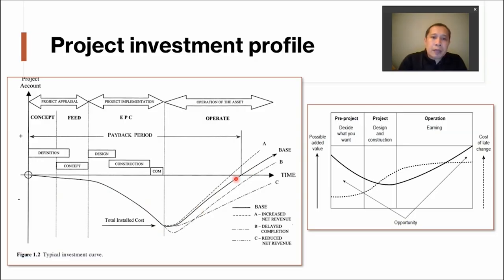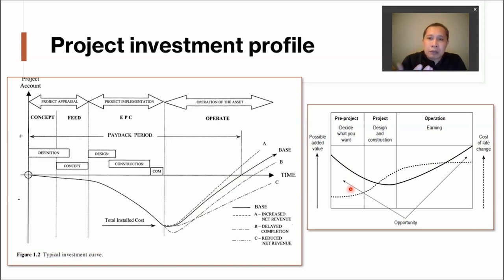And then after a certain period of time, hopefully we have a net profit from the project. Okay, so we're going from negative to positive cash position. And on the right hand side here, this qualitative graph tells you the opportunity to improve design. Okay, so at the early stage of a process, it's very easy to change.